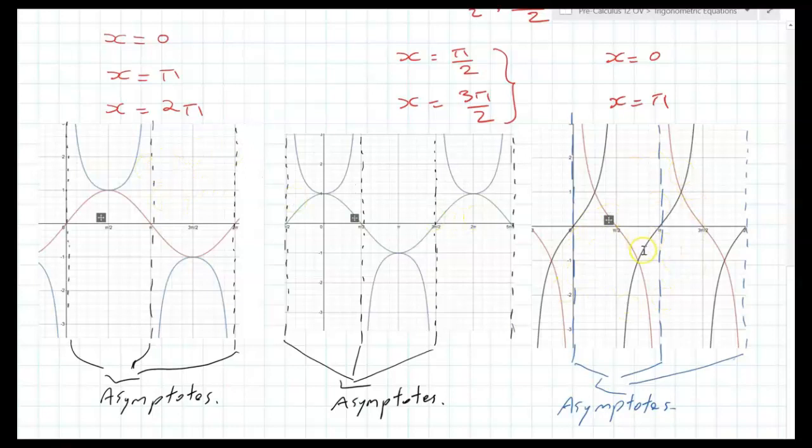The tangent, same idea. The reciprocal of tangent is cotangent. The red graph is the cotangent of x. The black graph is the tangent of x, the original function, and sure enough the new asymptotes have been shifted, at 0, at pi, and at 2 pi. Okay, that's basically it for the reciprocals of the trigonometric functions.